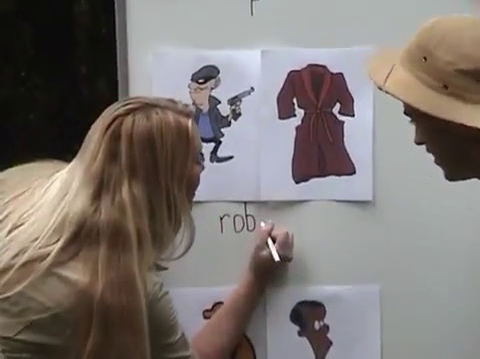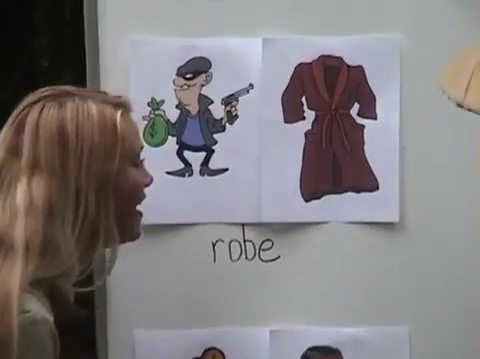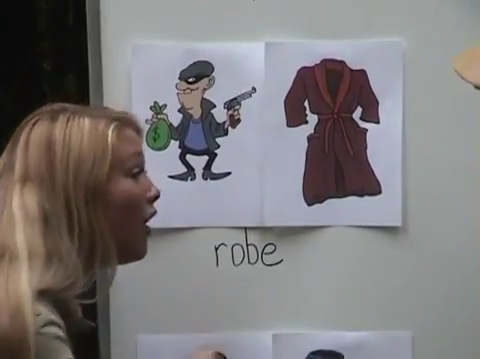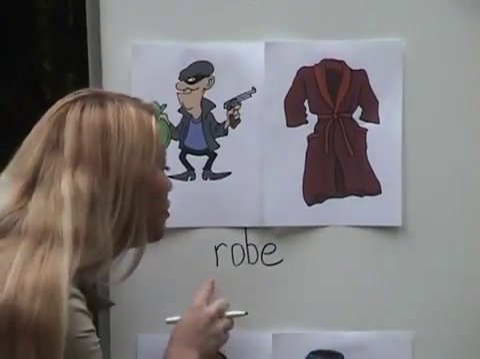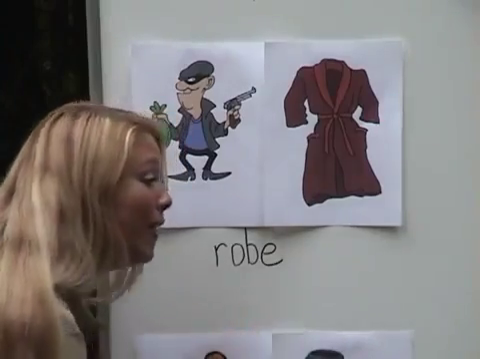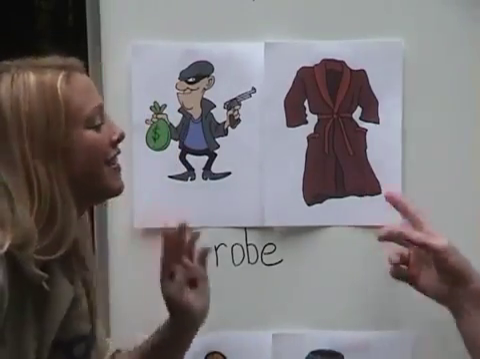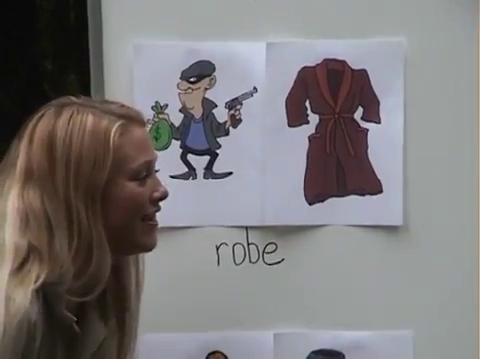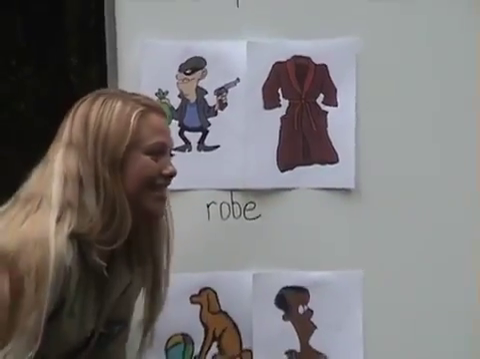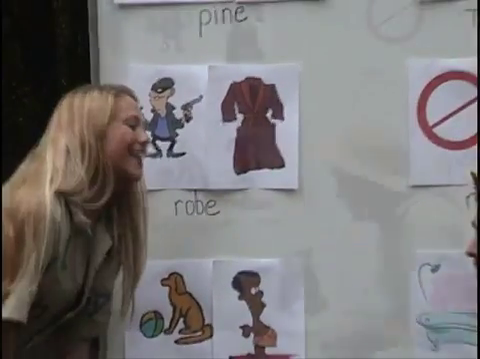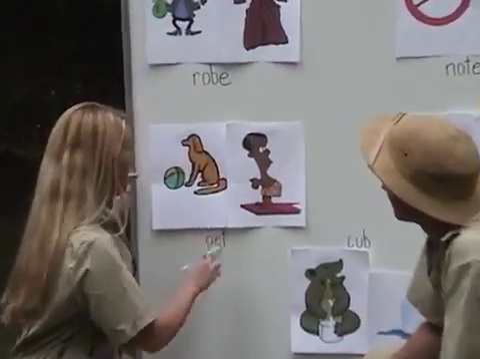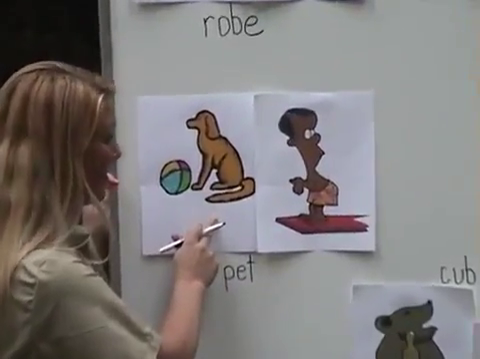Now we put a magic E on the end, and it turns the short O into the long O and turns this word into robe. Oh, I see, like a robe that you'd put on at night to keep warm. That's exactly right.